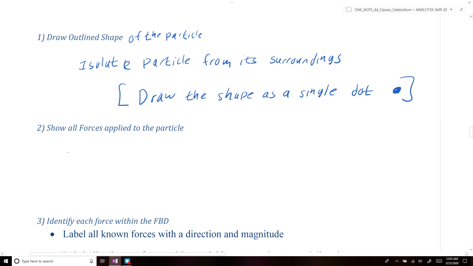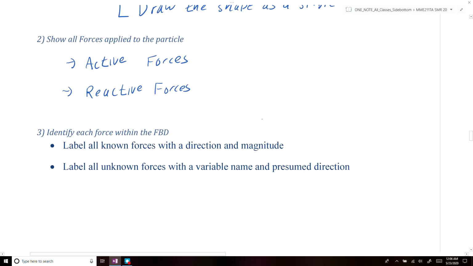You'll have two types of forces. You'll have active forces, and then you'll have forces that will be reacted, or reactive forces. Once you show all the forces that are being applied to the particle, you'll then identify each force within the free body diagram. You're going to label all the known forces with a direction and magnitude, and you'll label all unknown forces with a variable name and presumed direction.